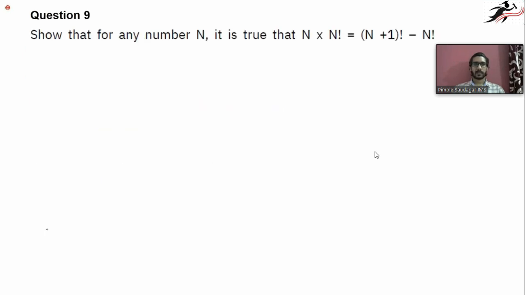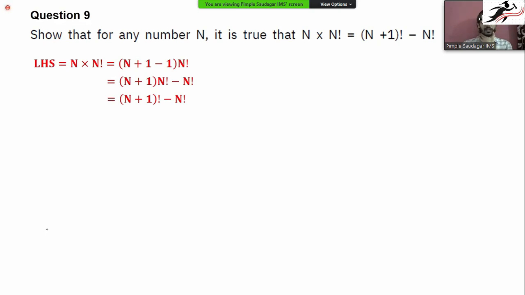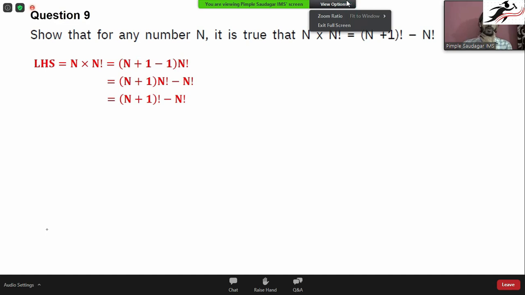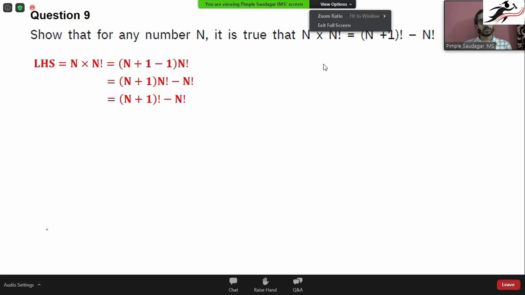Next. This we have just done. Already done this. n can be written as n plus 1 factorial minus 1, n plus 1 minus 1. That is n plus 1 into n factorial minus n factorial. That is n plus 1 factorial minus n factorial. Already done this.